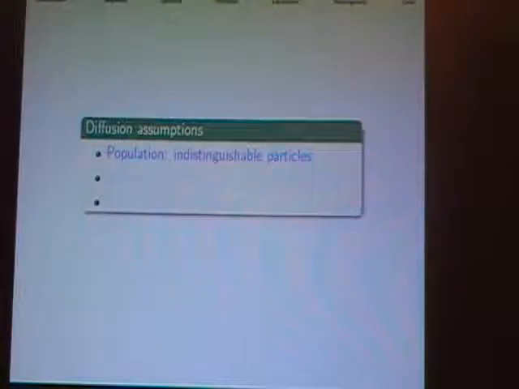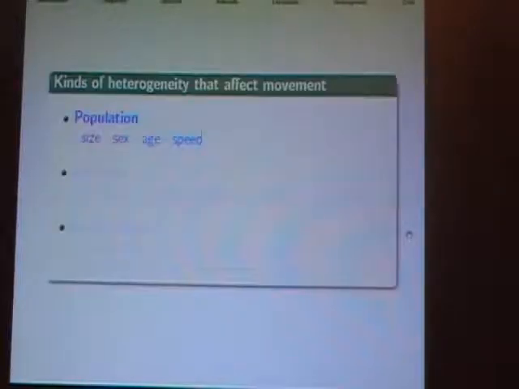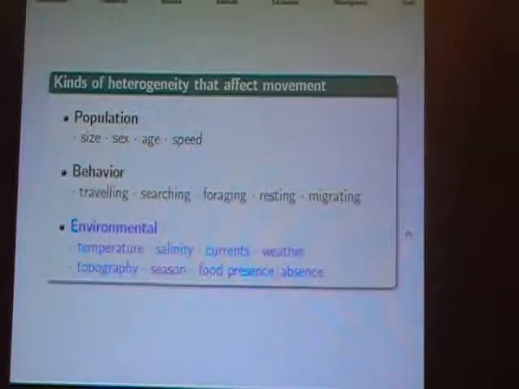But diffusion also has issues with its assumptions: indistinguishable particles, homogeneous random movements, individualized, and a kind of featureless environment in the simplest case. That's the standard diffusion model. Whereas in fact there's a lot of heterogeneity. There's population level heterogeneity where individuals have different sizes, sexes, ages, speeds, all sorts of stuff. Different behaviors, as we've seen already. Environments change a lot. So heterogeneity is a real issue. And I'm going to talk about some simple ways of modeling population level heterogeneity.